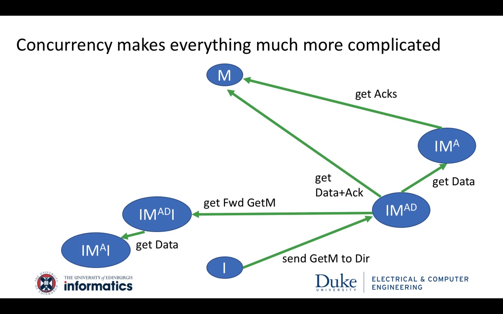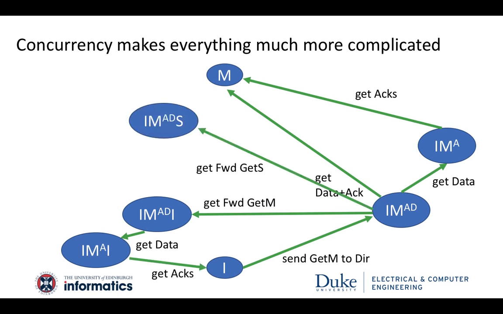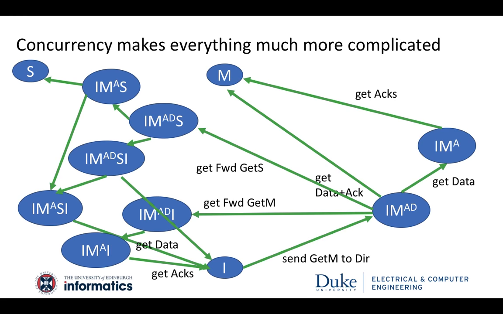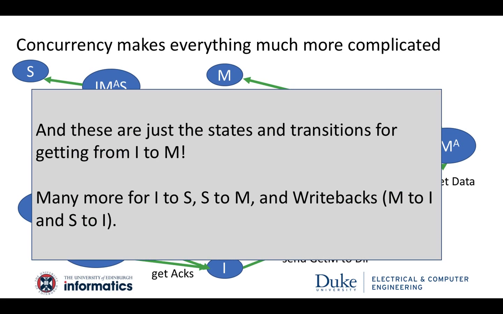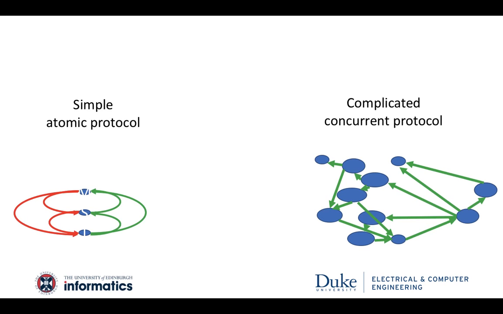Now we start getting more transient states, and more transient states, and many, many more transient states. And these are just the transient states for getting from state I to state M. We must also consider how to go from I to S and from S to M. We must also consider how to go from M or S to I for a cache eviction.